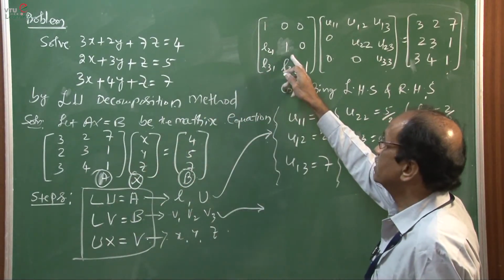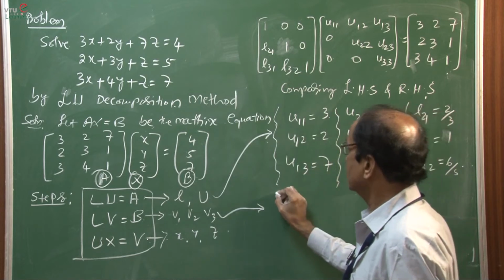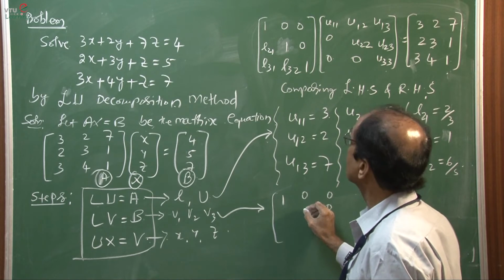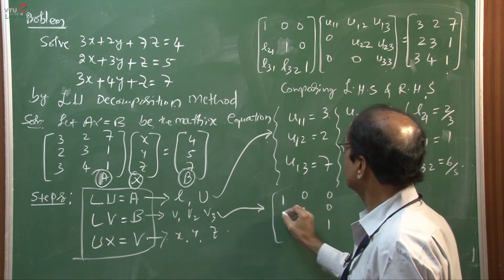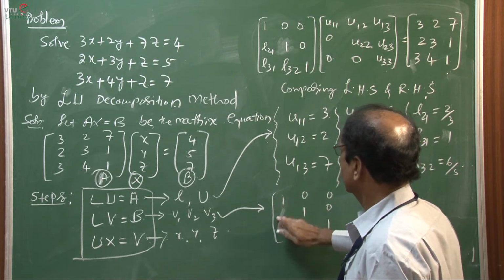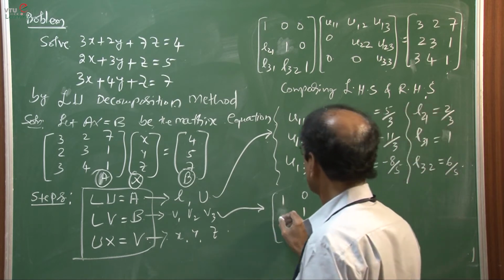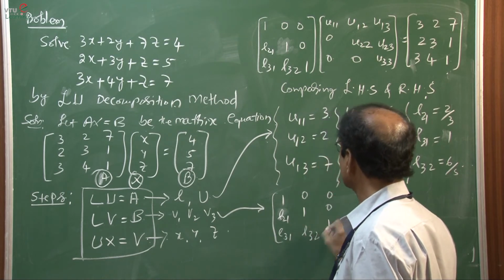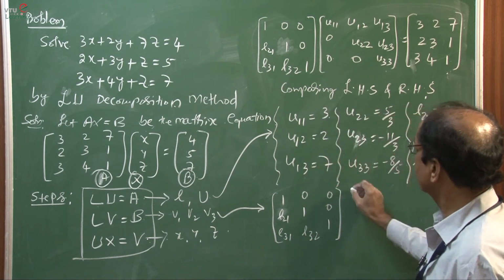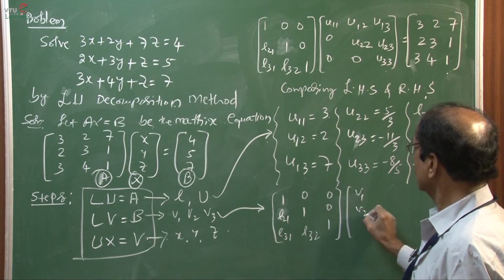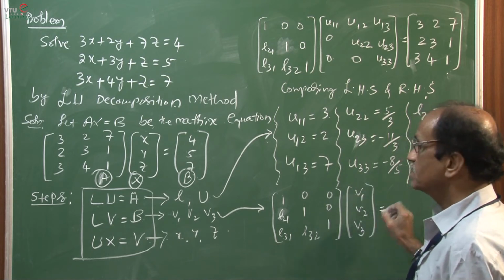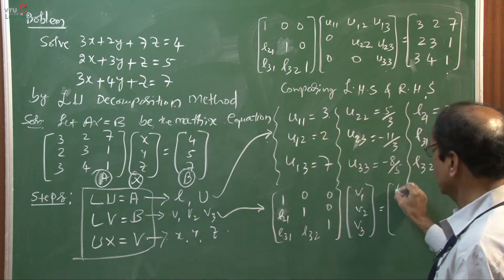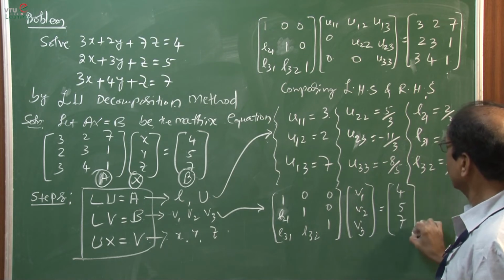L is a unit lower triangular matrix, which I will write as 1 0 0, L21 1 0, L31 L32 1. This should be multiplied by V1, V2 and V3, and equated to B. B is nothing but 4 5 7.